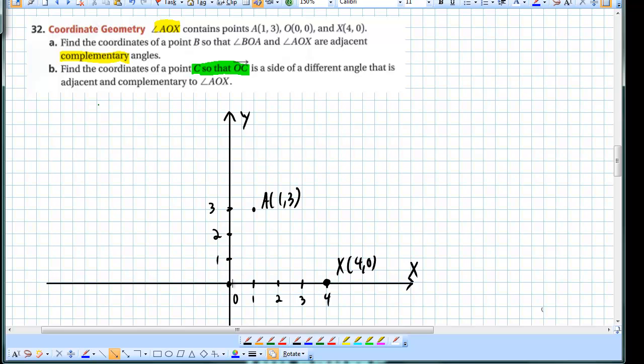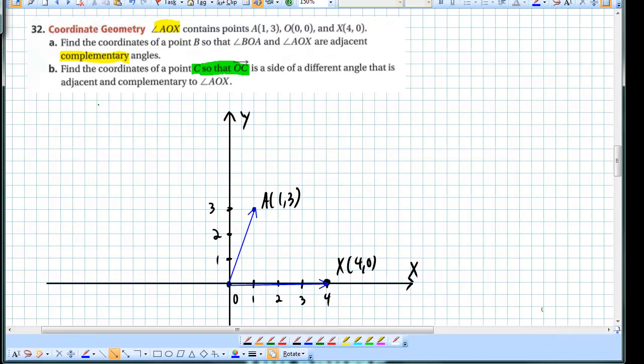And I'm going to draw that angle, okay? So we got this angle, that's angle AOX or XOA. They want us to find a coordinate B, so we have to create a point B, plot it somewhere, so that BOA and AOX are adjacent and complementary. So here's where AOX would be. AOX, again, is A to O to X. That's this angle right here. Like all that space is angle AOX, right?